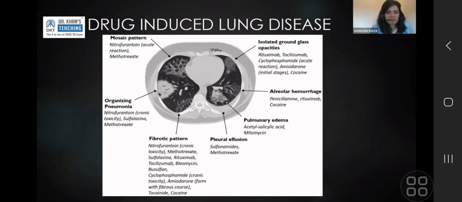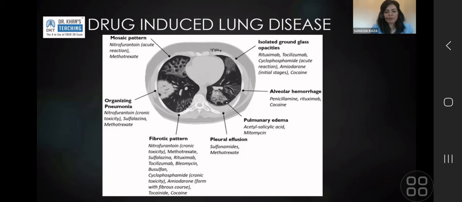Moving on to drug-induced lung disease. Drug-induced includes pharmaceutical drugs and it includes recreational drugs. Different drugs favor different patterns. There is a lot of overlap. There are some exam favorites in terms of these drugs. Nobody expects anybody to remember all the drugs that cause different patterns.